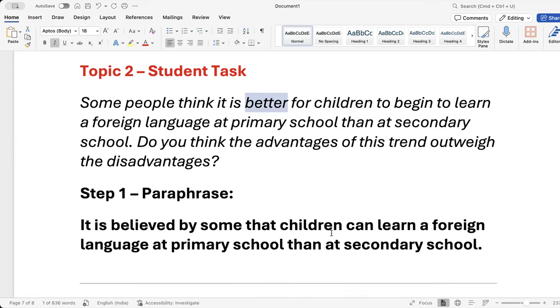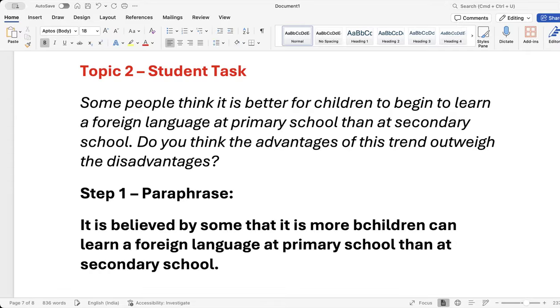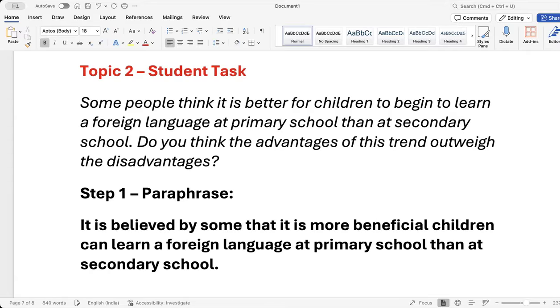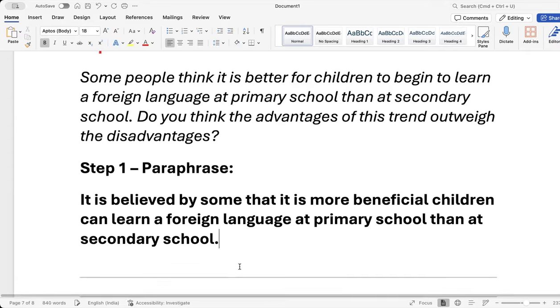It is beneficial for our children. It is more beneficial. Comparison. Beneficial is again not comparison, so it is more beneficial. Very good. Okay. I agree with this. You're paraphrasing and it's done.